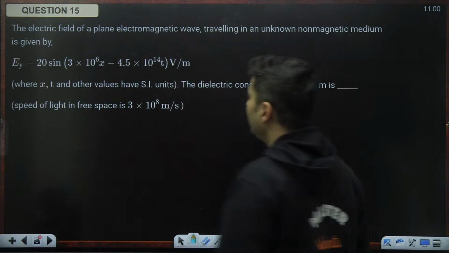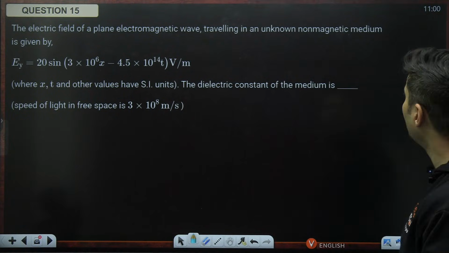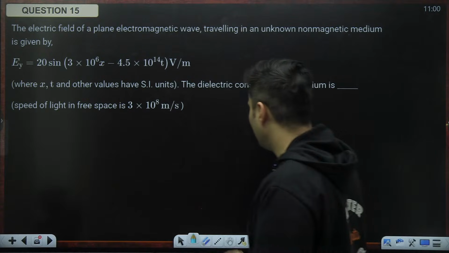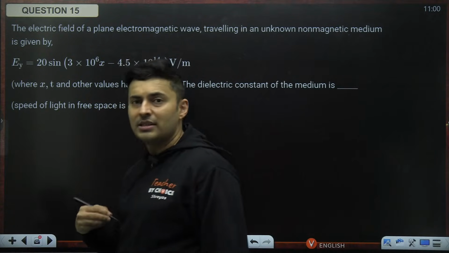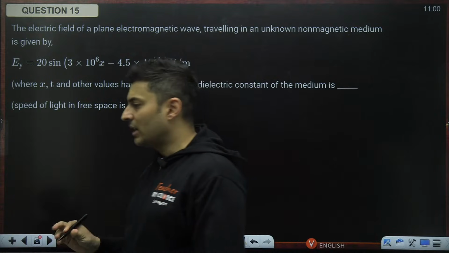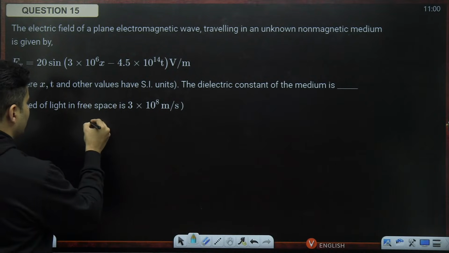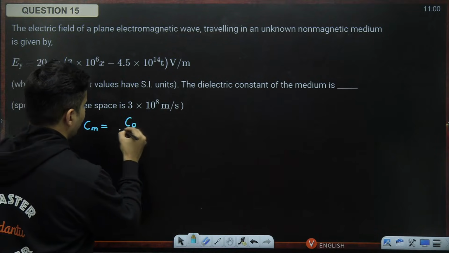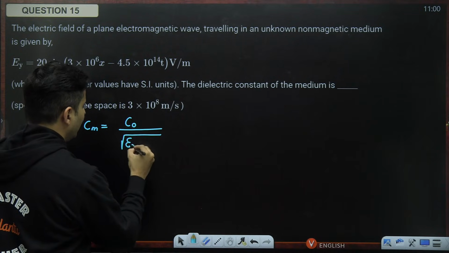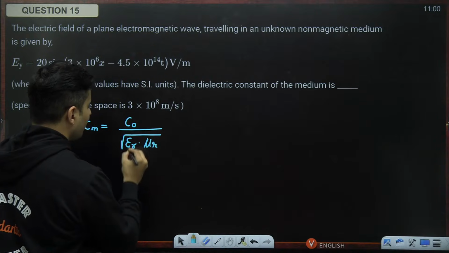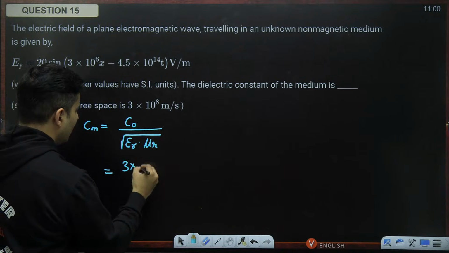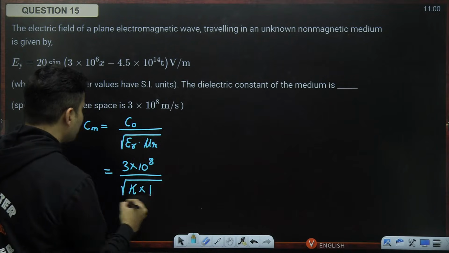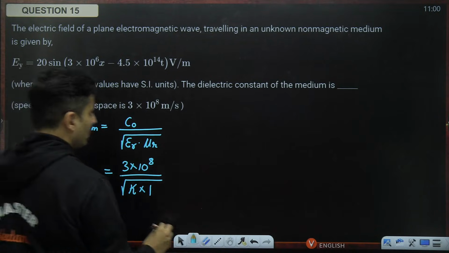Question 15. The electric field of a plane electromagnetic wave traveling in an unknown non-magnetic medium is given. What is the dielectric constant? Okay, directly, guys. See, dielectric constant means you need to know the speed of light. From that only you'll get the answer, because we know that the speed of light in any medium is speed of light in vacuum divided by root of relative permittivity into relative permeability. Now, the speed of light in vacuum is 3 into 10 to the power 8. Relative permittivity is only the dielectric constant. Permeability is 1. If I know this, my job is sorted.